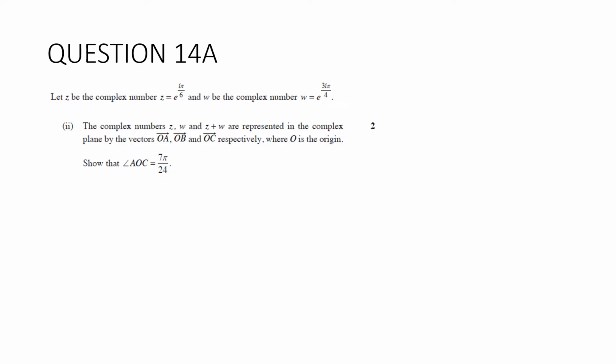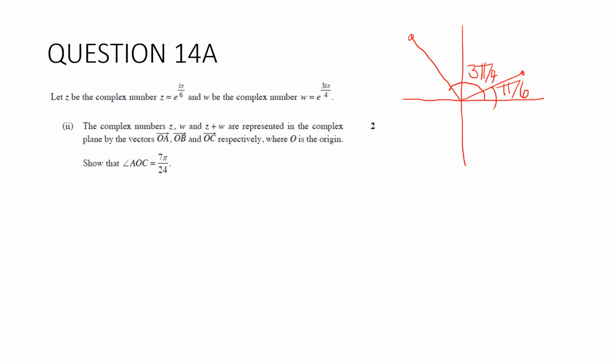Part 2. The complex numbers z, w and z plus w are represented in the complex plane by the vectors OA, OB and OC. O is the origin, show that the angle AOC is 7 pi on 24. Alright, we need to draw a diagram here. So we're going to have z coming out here roughly, and that is pi on 6. And then we've got w coming up here, and that is 3 pi on 4.